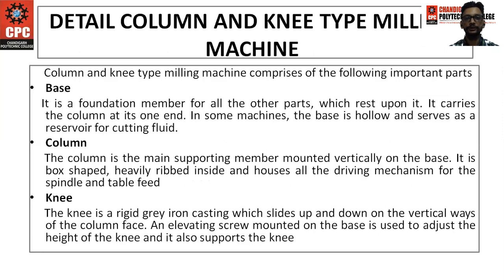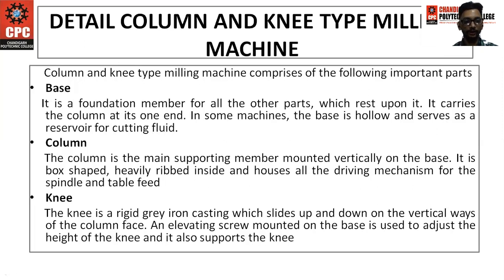Column and knee type milling machine comprises the following important parts. So these are the important parts of a column and knee type milling machine. First is the base. It is a foundation member for all the other parts which rest upon it. It carries the column at its one end. In some machines, the base is hollow and serves as a reservoir for the cutting fluid.